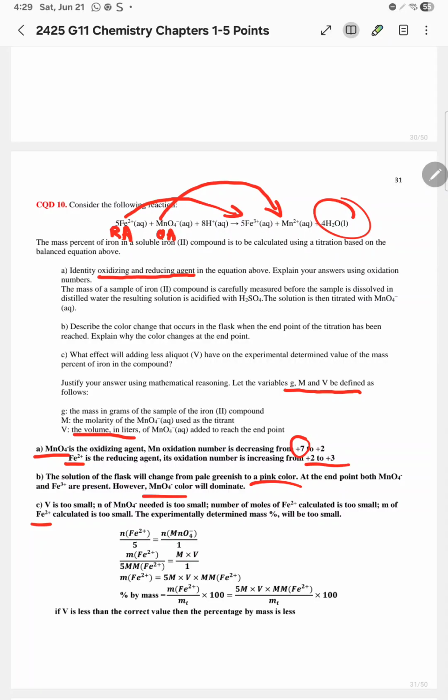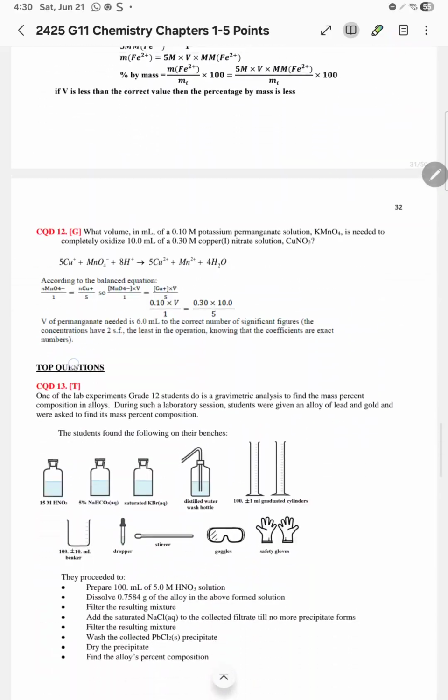Guys, I swear I'm trying to understand what they meant here, because this part I did not understand at all. When you decrease this, this will also decrease, and it will not be enough. The percentage by mass won't be enough. So the volume is less than the corrected volume. And that's it.